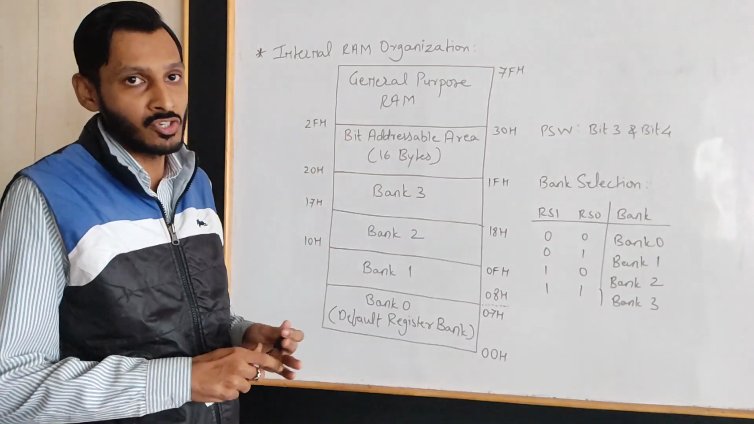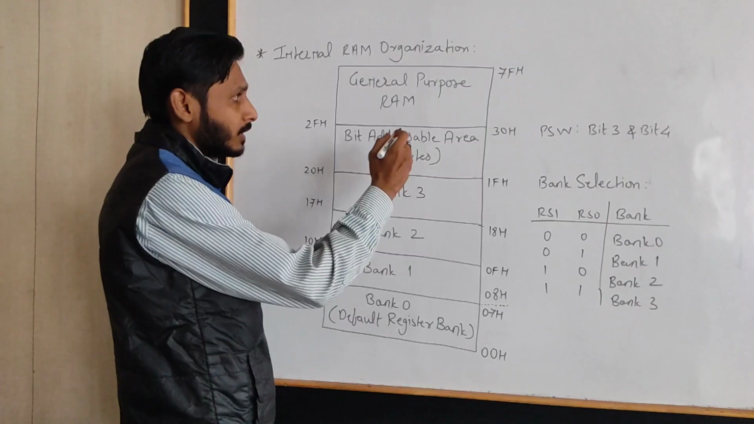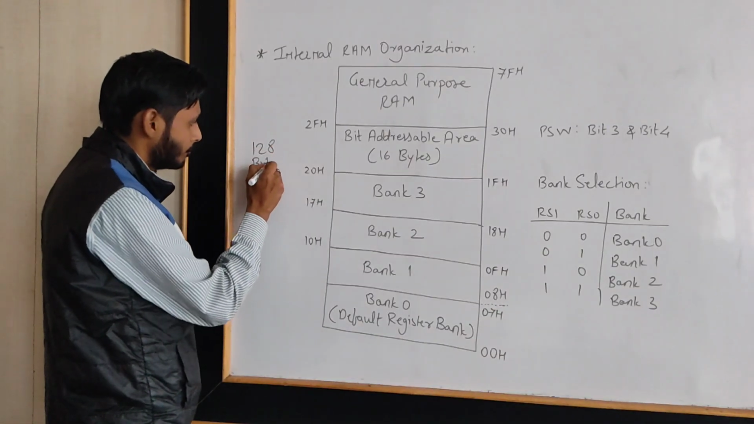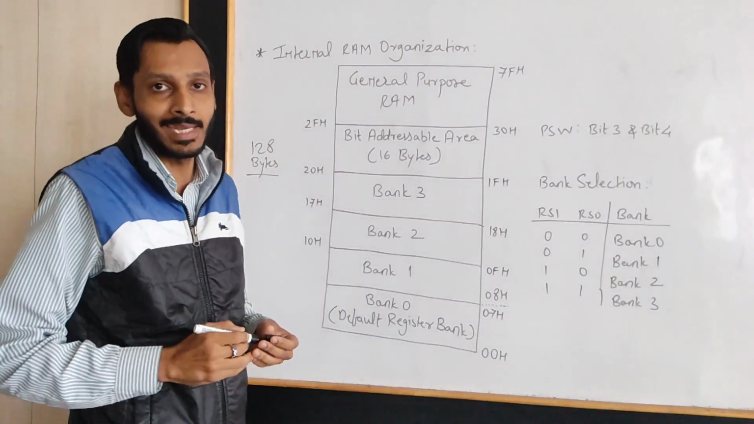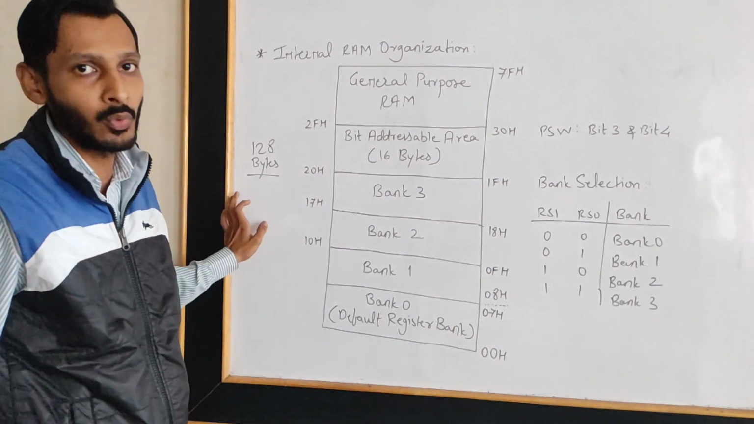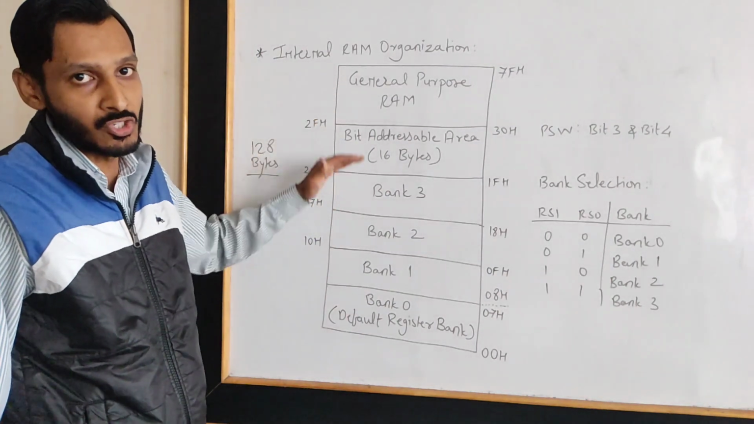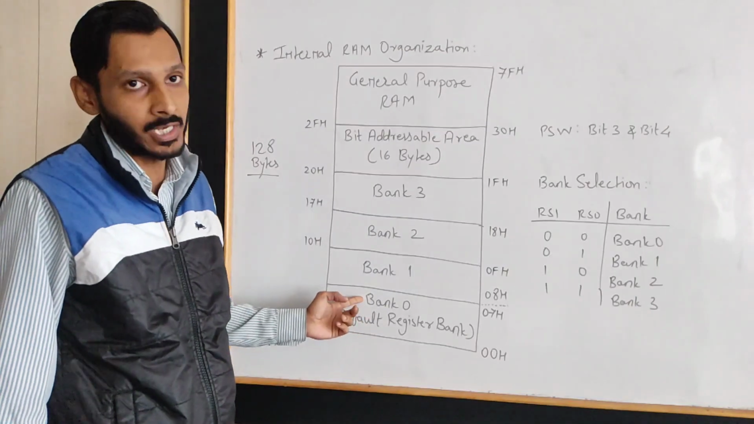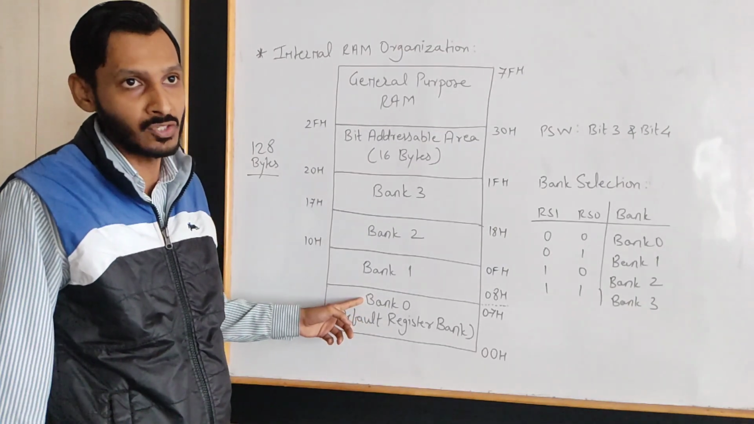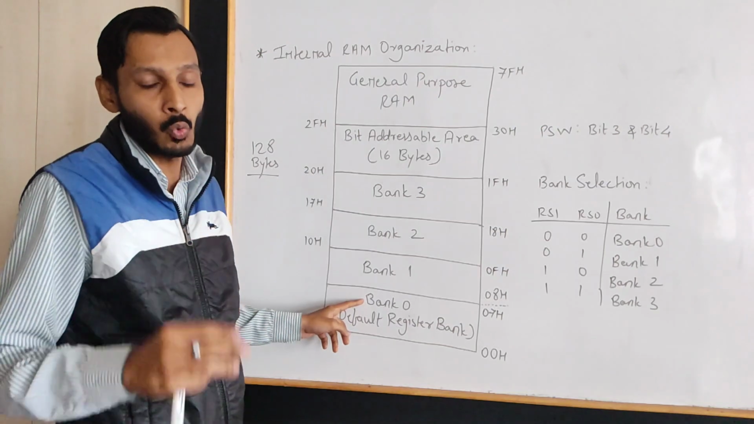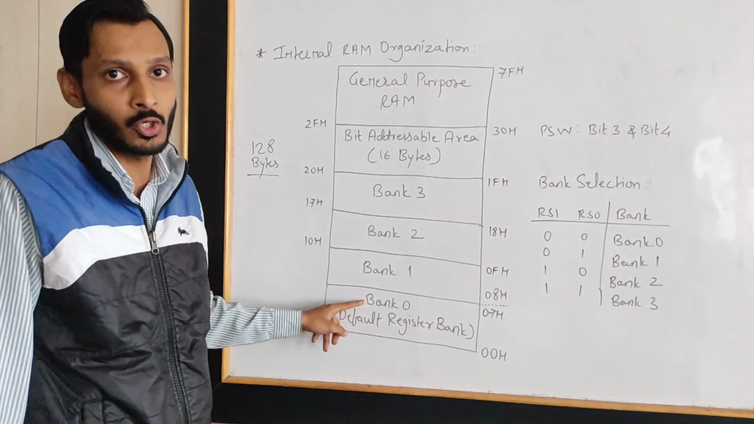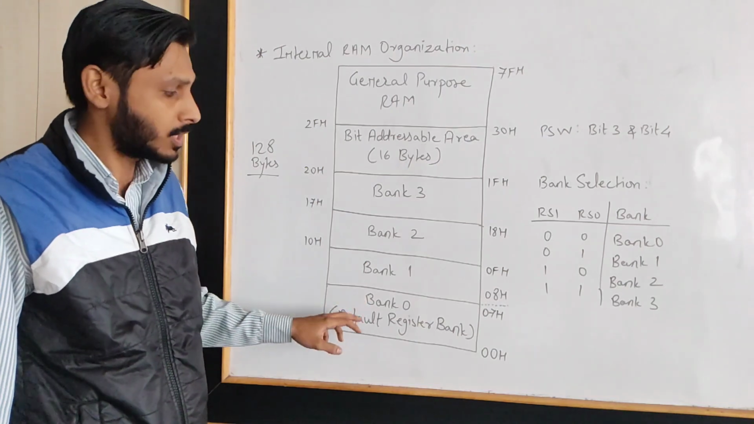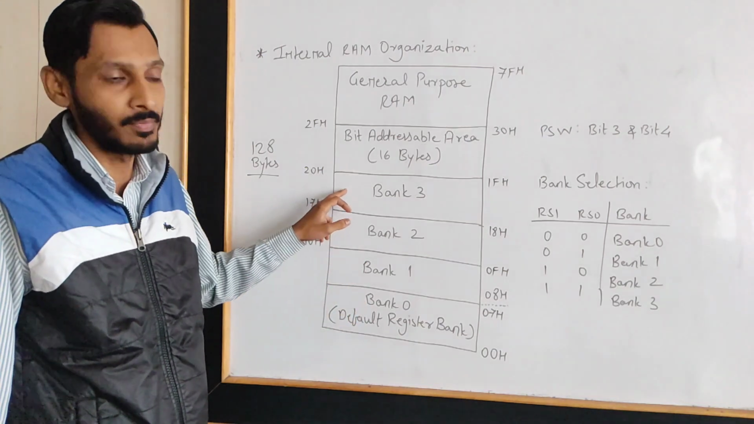Internal RAM in the 8051 is a total of 128 bytes, and these 128 bytes are divided into these different groups. By default, when you reset the microcontroller, bank 0 is selected. So by default, the register bank is bank 0. Initially, the lower 32 bytes of internal RAM are divided into 4 register banks, that is bank 0, bank 1, bank 2 and bank 3.